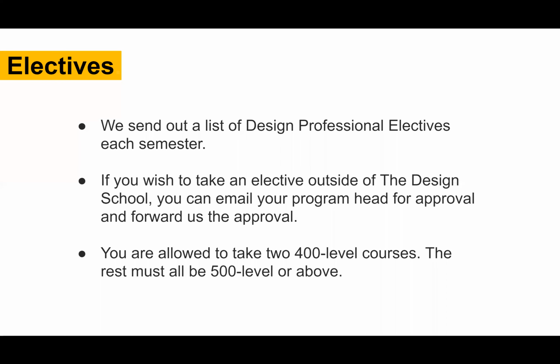And then another thing to note is you are allowed to take 2 400 level courses throughout your graduate program. The rest all must be 500 level or above. So if you have some 400 level courses included in your plan of study as required courses, that's going to limit the number of electives you could take that are 400 level. However, if you only have required 500 level courses, then you would be allowed to take 2 400 level courses as electives.